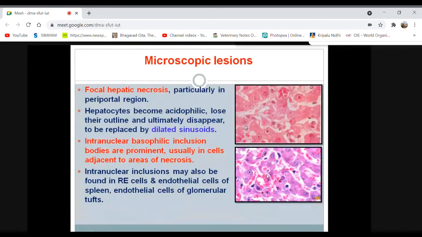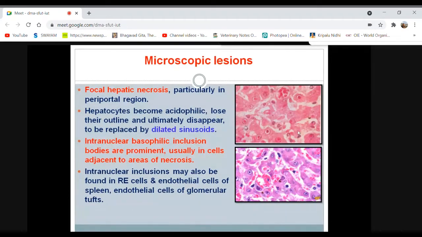Now coming to the microscopic lesions. In the liver particularly, which is the most target organ for this disease, there will be focal hepatic necrosis, mostly in the periportal area, just around the lobule. In this periportal area, the hepatic cells are necrotic, and the hepatic cells may show intranuclear inclusion bodies.